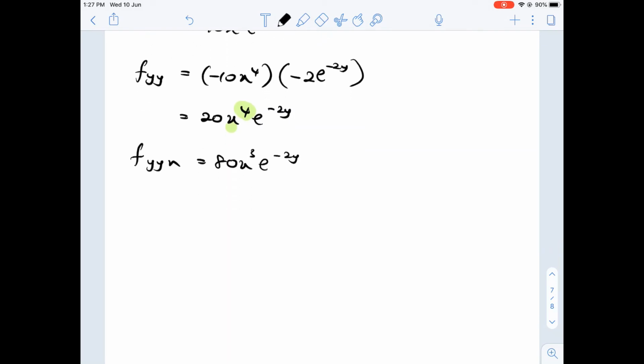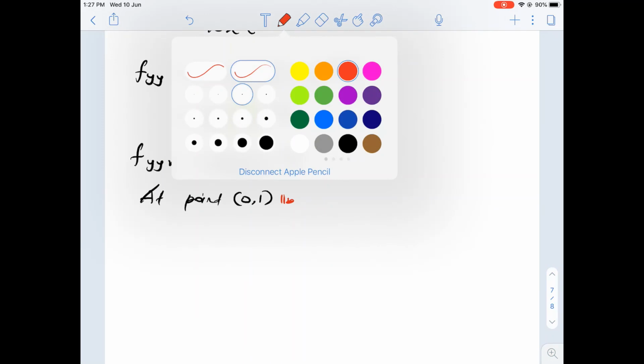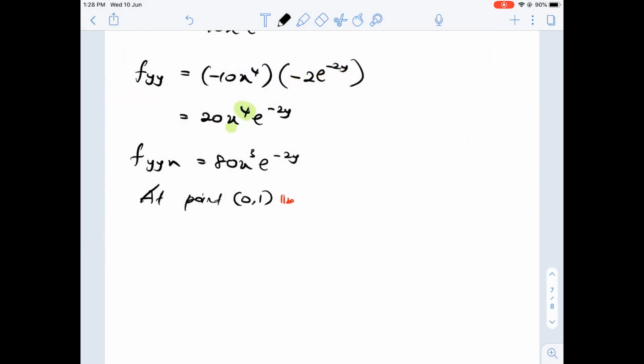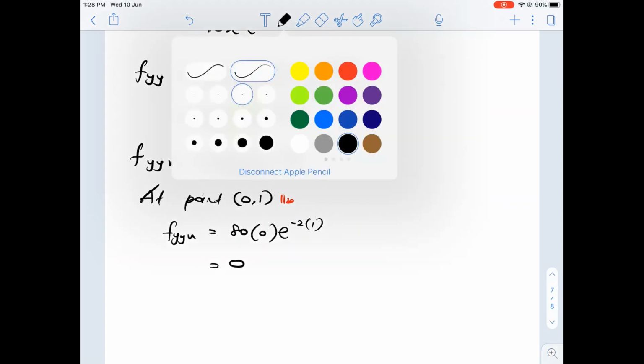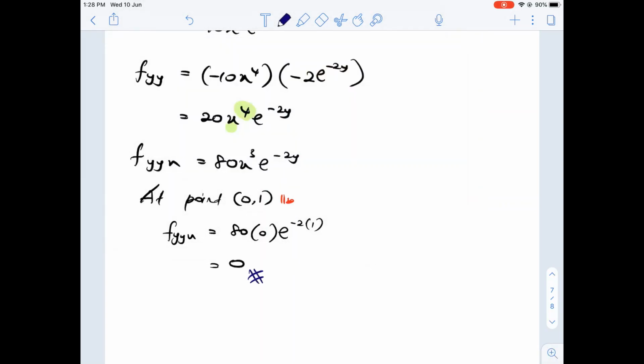Okay, finally, at the point (0, 1), we have 80 multiplied by 0 multiplied by exponent negative 2 times 1. So of course we get 0. Yes, the answer is 0.